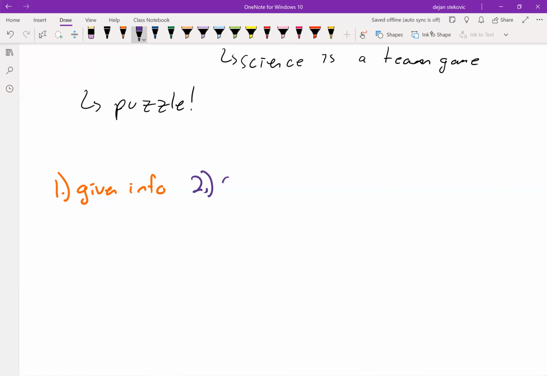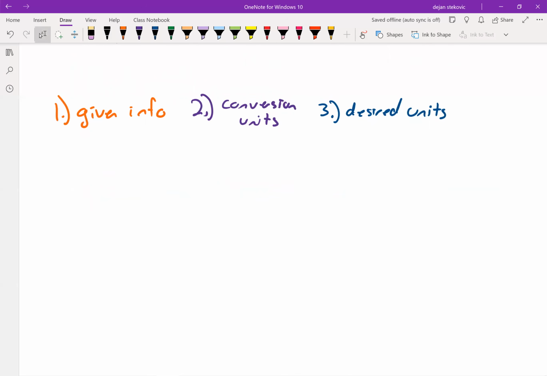The second thing that we need to know is our conversion units. Some of these might come from the question. They might give you the conversion units, or some of them we need to know. For example, the milli, centi, and kilo we need to know, and then the fact that 1 centimeter cubed is equal to 1 milliliter. And then finally, the third thing we need to know is our desired units. Right, we need to know what the question is asking of us. So for example, if you had 878 milligrams, how many grams do you have?